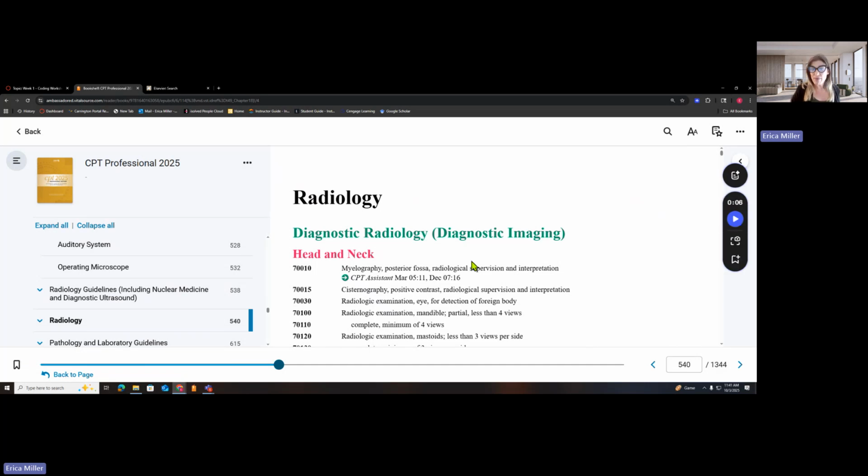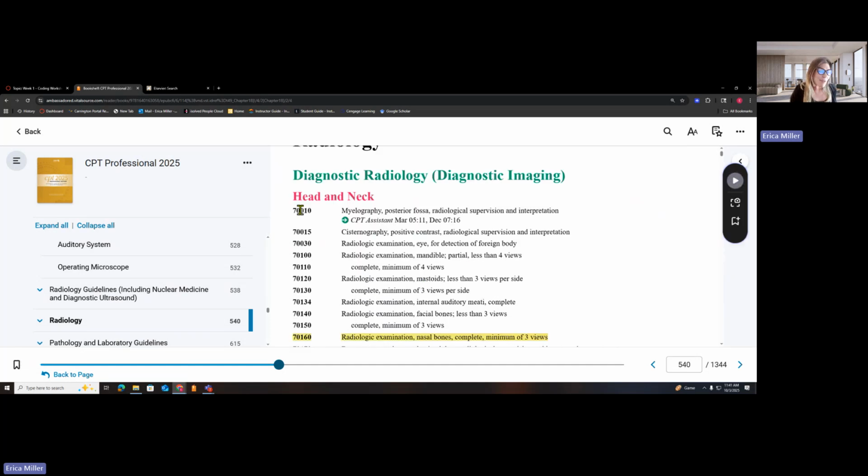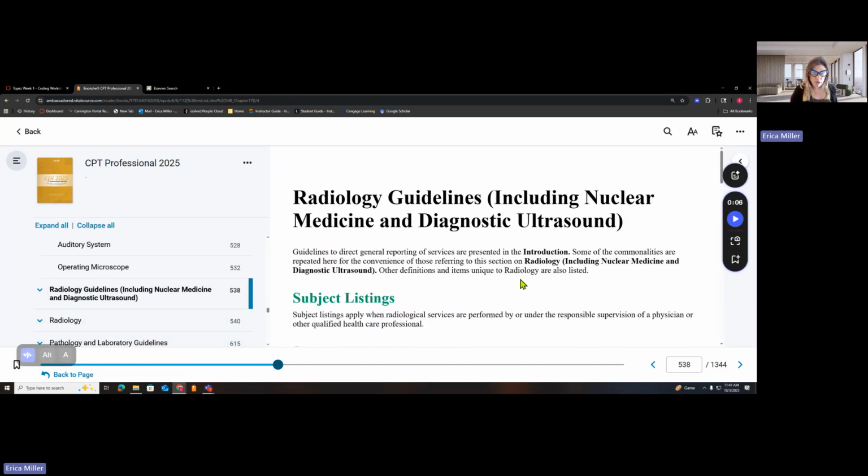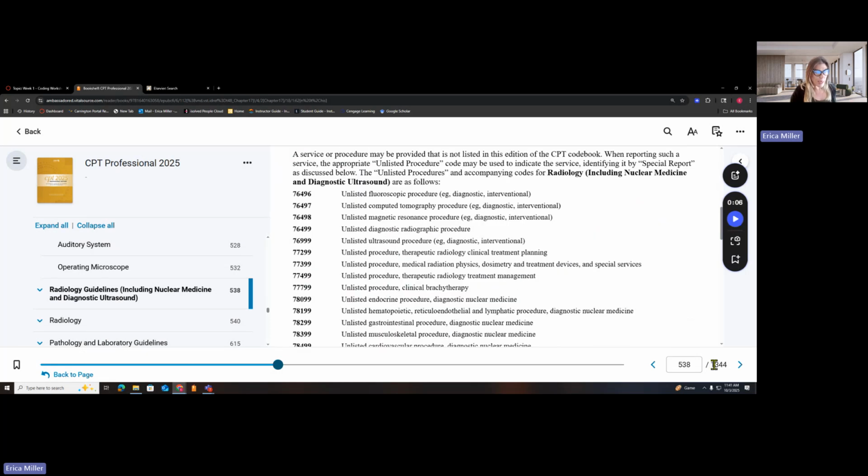We call this the 70,000 series. Every range of codes is 5 digits, right? So your integumentary starts with a 1. We call that the 10,000 series. Musculoskeletal, for example, starts with a 2. I call that the 20,000 series. Radiology would be your 70,000 series. Same pattern. You have guidelines just like any other section, definitely worth a read.